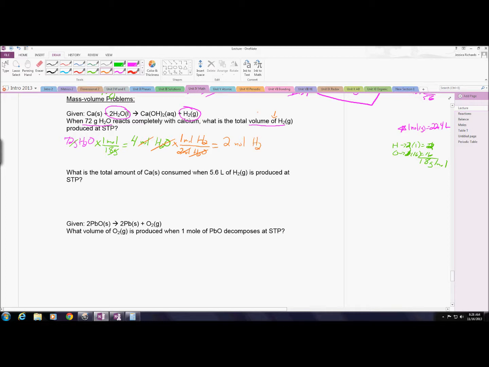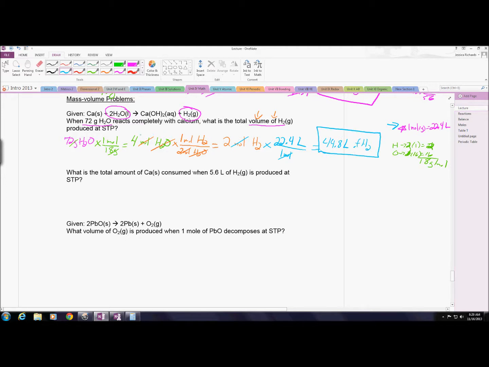Alright, so I have hydrogen, but do they want moles? Nope, they want volume. So to find the volume, we use our conversion factor over here: there are 22.4 liters of a gas in every 1 mole of gas. The moles cancel. 2 times 22.4 is 44.8 liters of hydrogen.